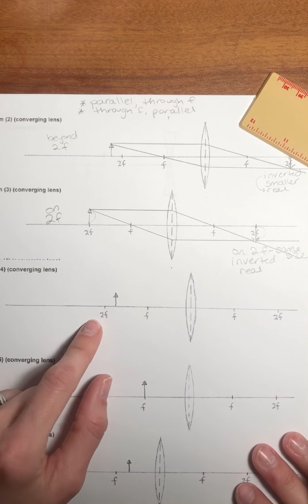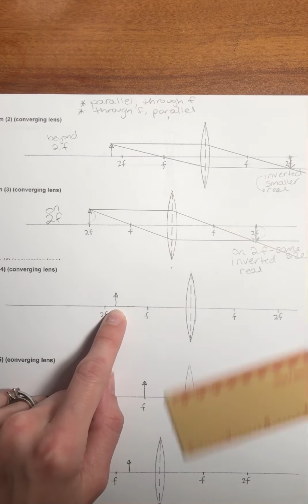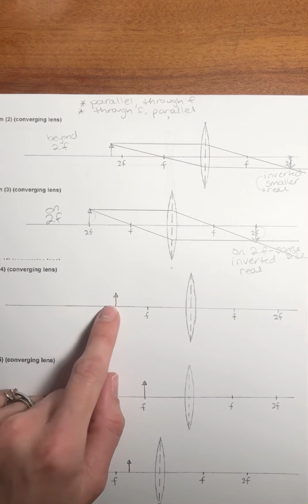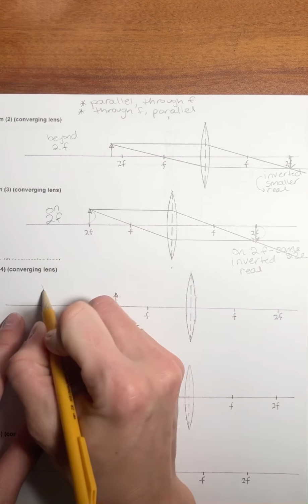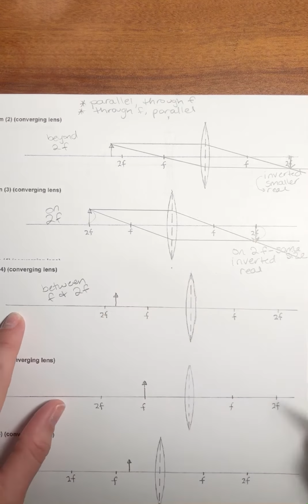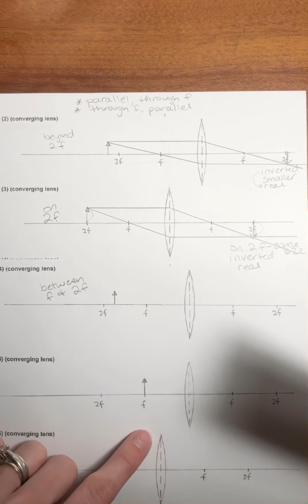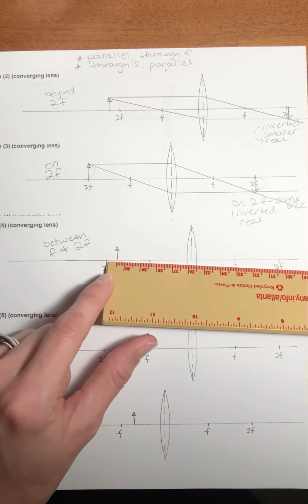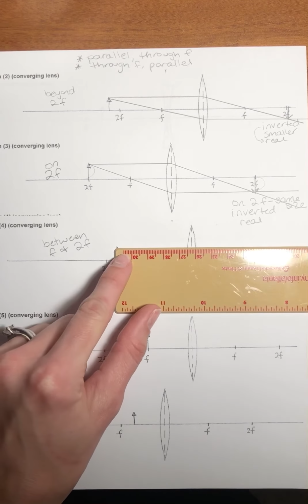Then the next one says that the object is in front of 2F. So it's in between F and 2F. Between F and 2F. So, again, parallel through F, parallel.